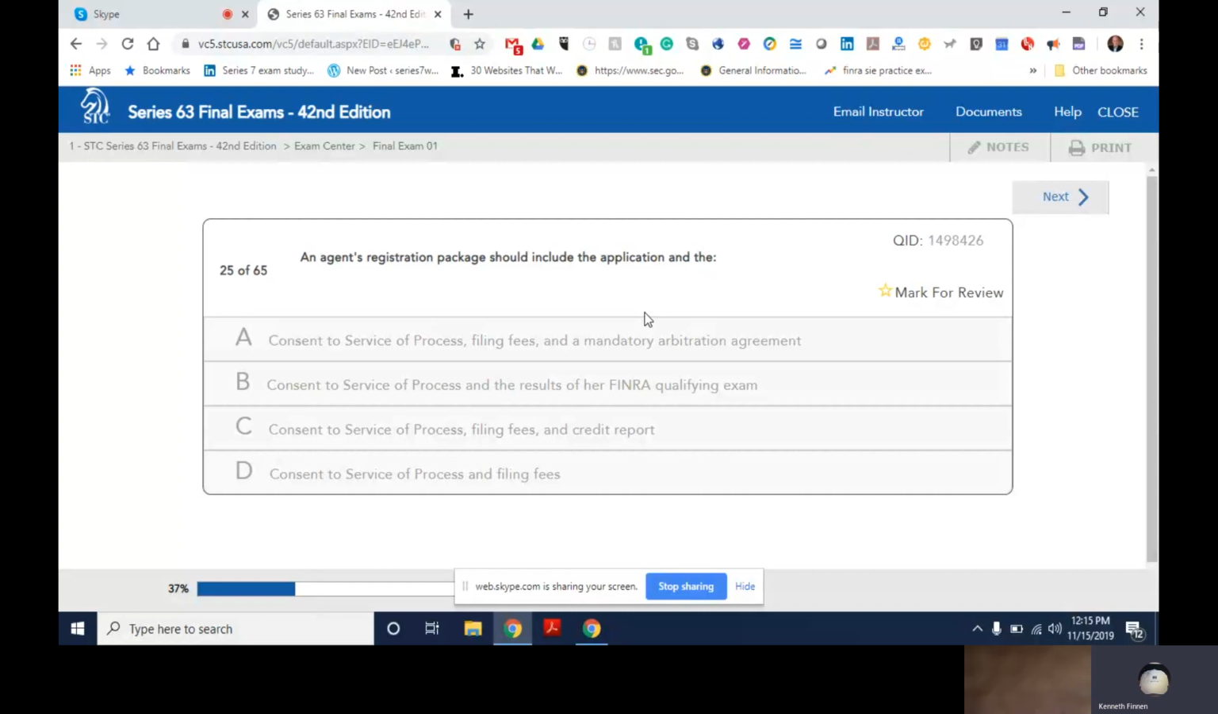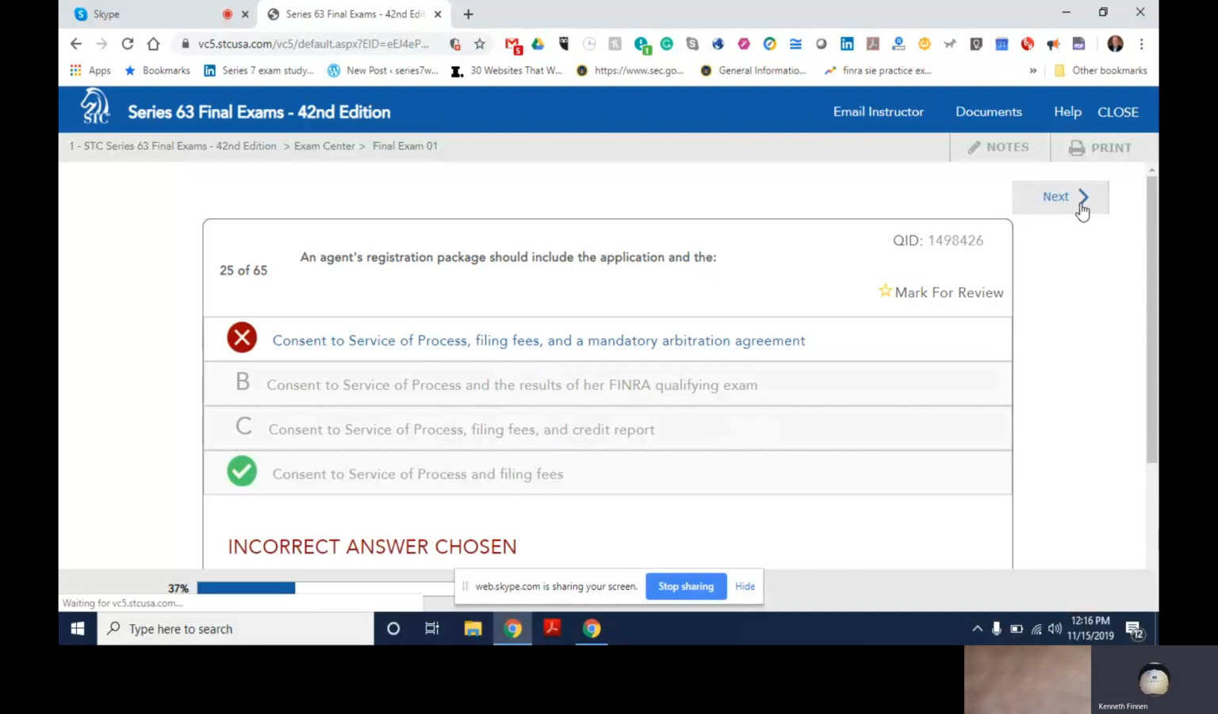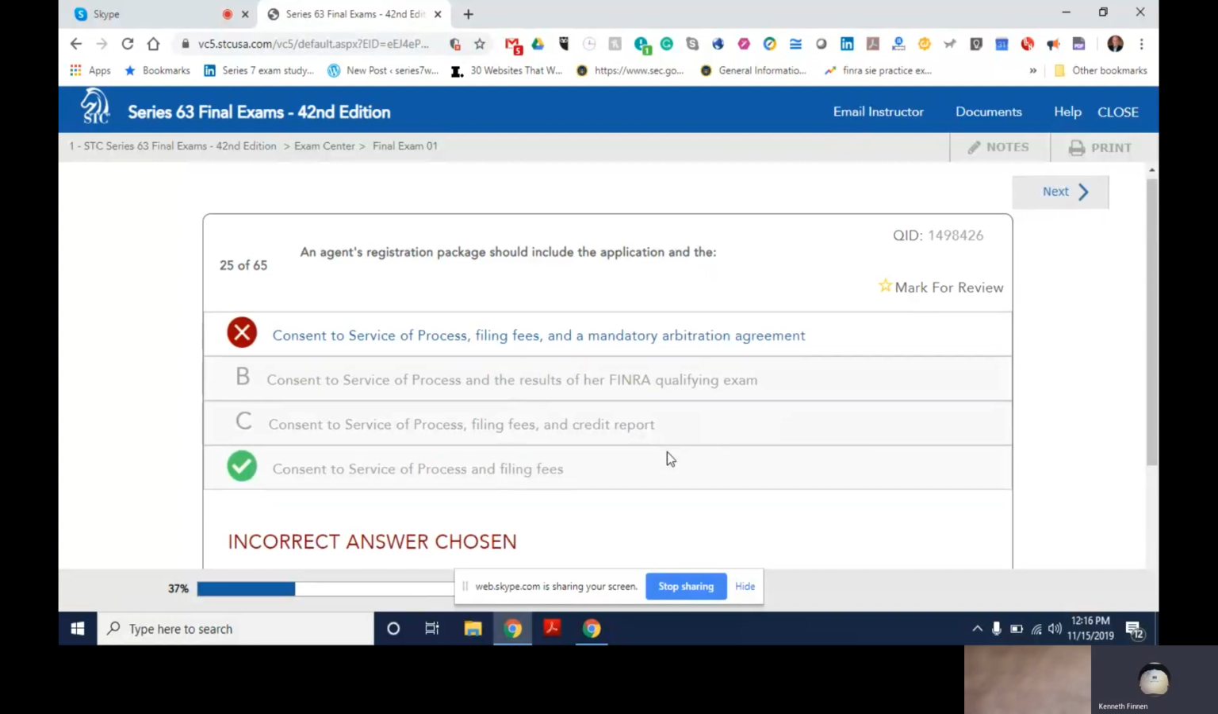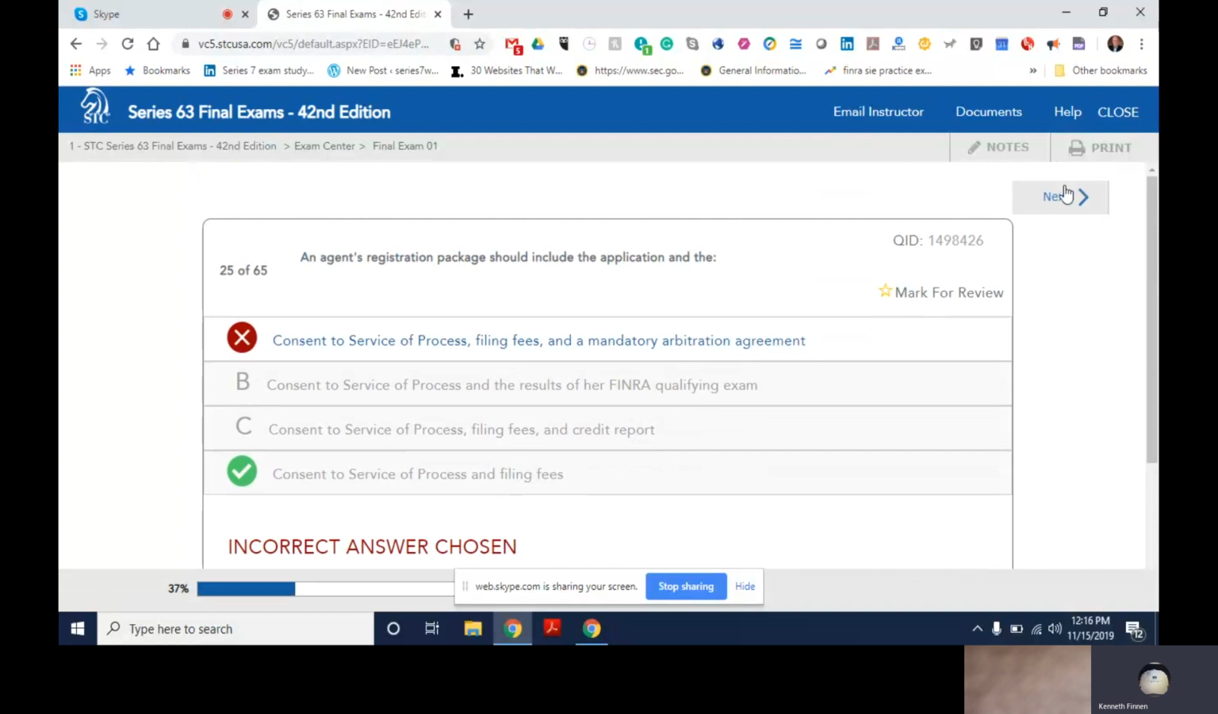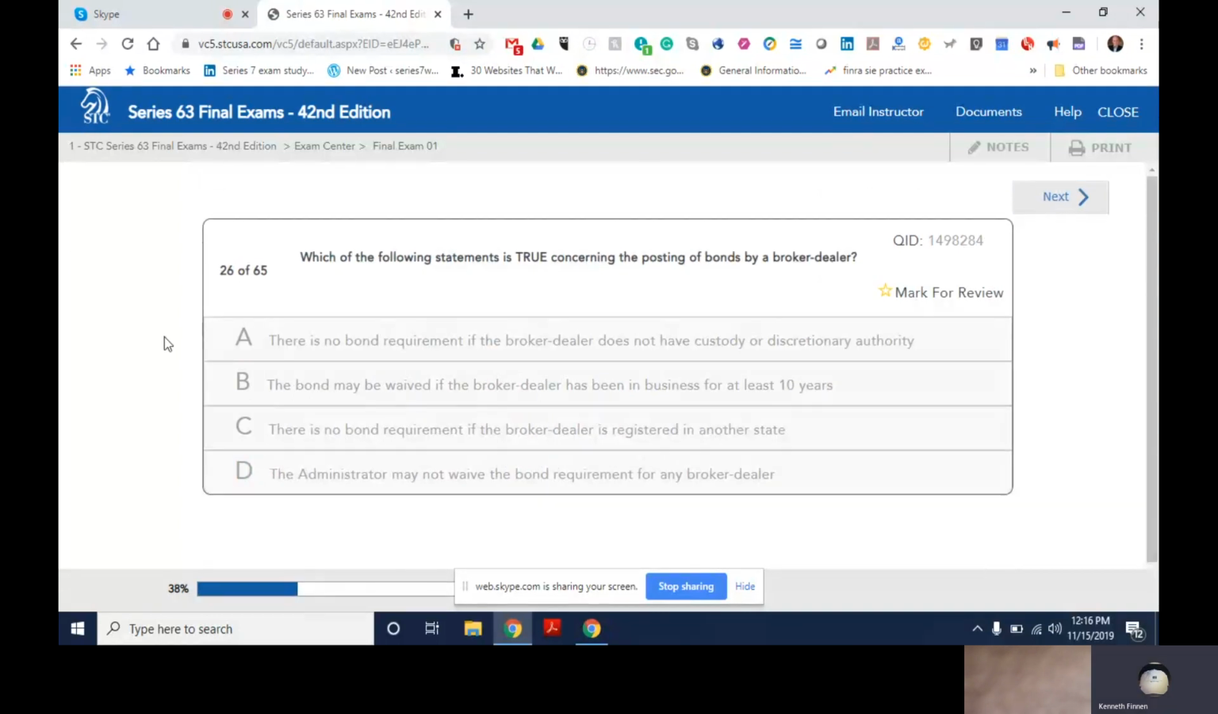Okay. An agent's registration pack should include, I don't know the answer. I'm going to pick one that looks best because you're not going to get 100%. So let's say we don't need the results, just to pass. Boom. Just consent to service of process, filing fees. Nobody cares. You're never going to get a question on that. Which of the following statements is true concerning the posting of bonds by a broker-dealer?